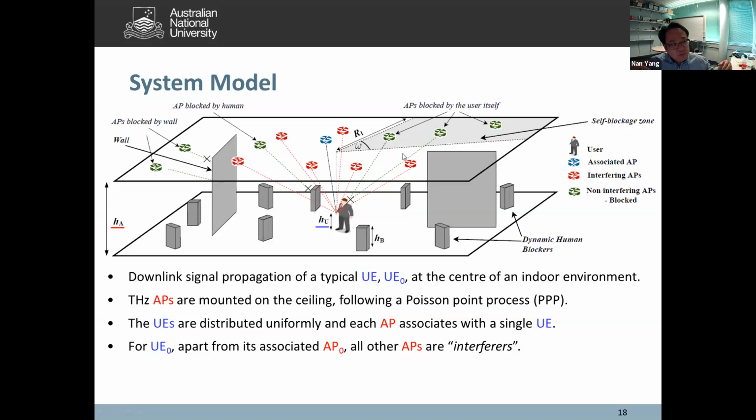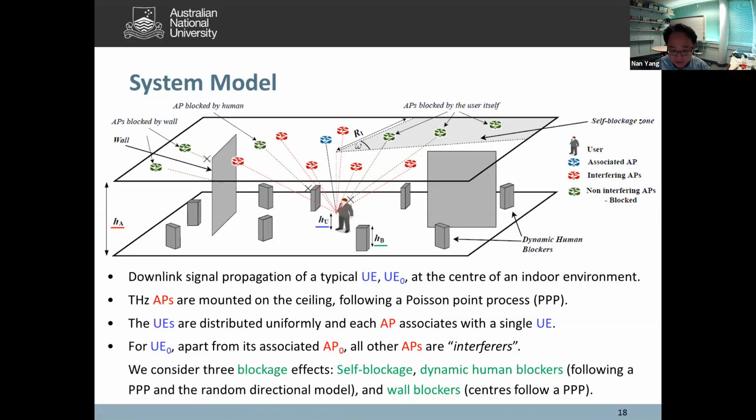But then we want to ask, whether all these other APs cause interference. The answer is no, because we also consider the blockage effect. In this figure, we consider three blockage effects. One is self-blockage, which means the blockage caused by the user itself. Suppose, for example, the device is held by this person, then we can see that some APs behind him are blocked by the user itself. So this is a property in terahertz communication. This means the terahertz signals can be blocked by the user itself.